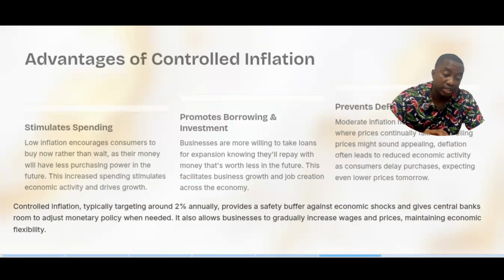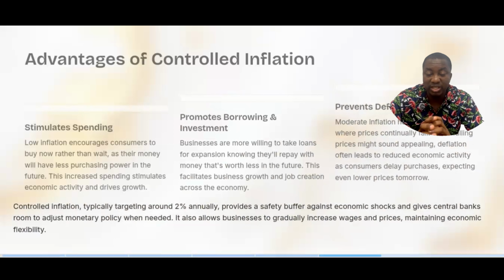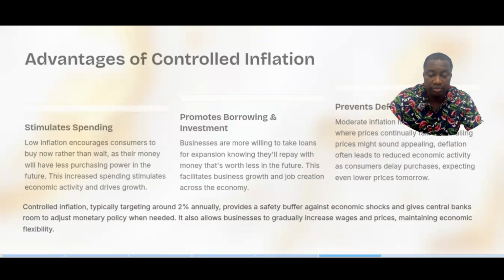Controlled inflation, typically targeting around 2% annually, provides a safer buffer against economic shocks and gives central banks room to adjust monetary policies when needed. It also allows businesses to gradually increase wages and prices, maintaining economic flexibility.